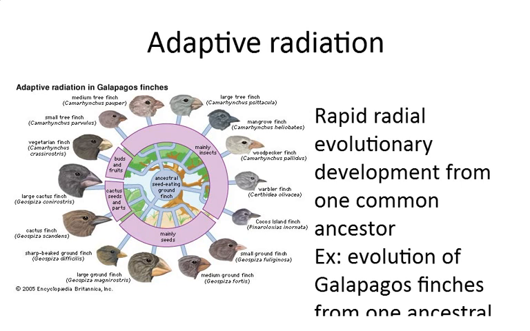What happens in adaptive radiation is you'll have an organism enter an environment where there are lots of empty niches, and the offspring of that organism will very rapidly adapt to these empty niches, and so you'll see this rapid evolutionary development of multiple species from one ancestor. So if you look in the diagram, you'll see an ancestral seed-eating ground finch that was blown off to the Galapagos Islands off the coast of South America.